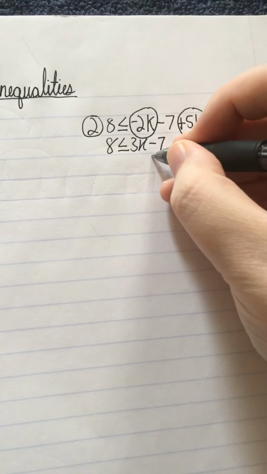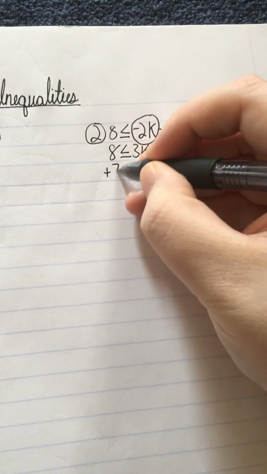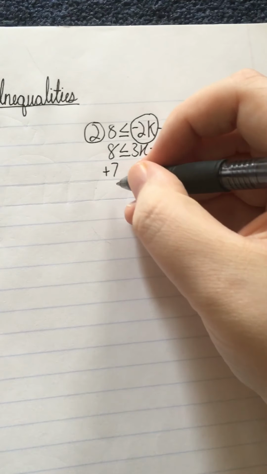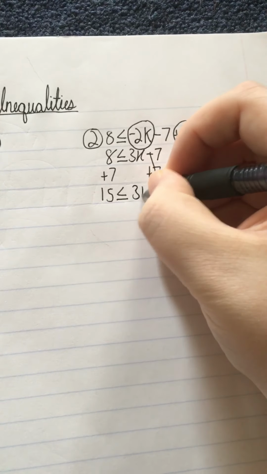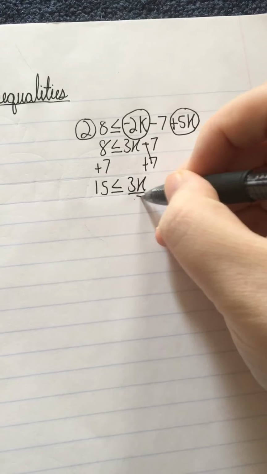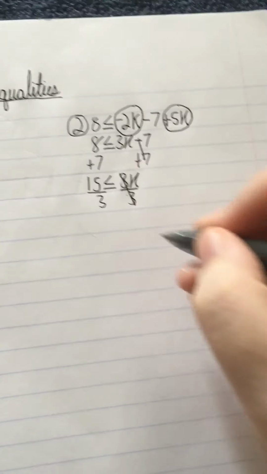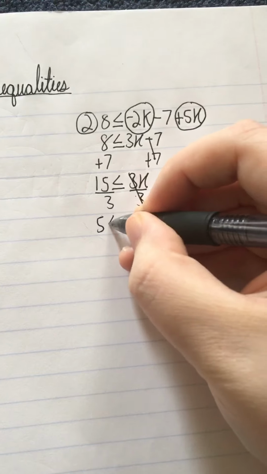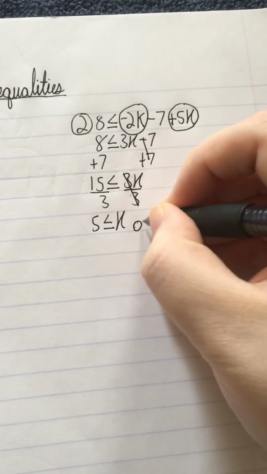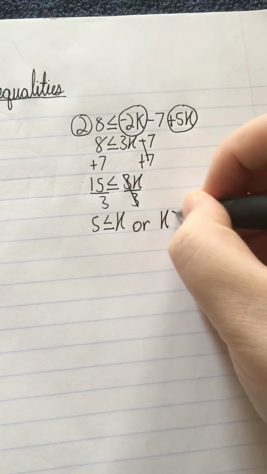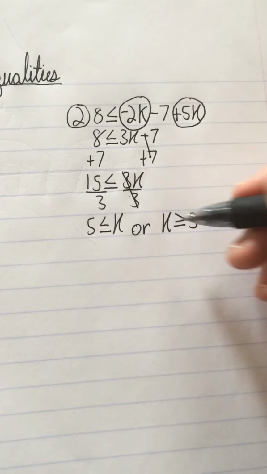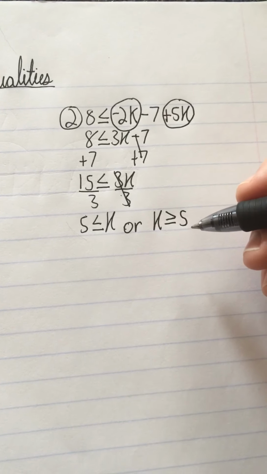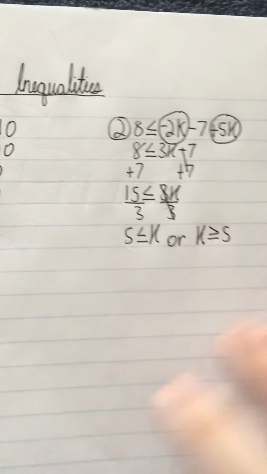That was a little shaky. I'm going to add 7 to both sides. 8 plus 7 is 15, less than or equal to 3k. Divide by 3 on both sides, and you get 5 is less than or equal to k, or k is greater than or equal to 5. I like writing it with my variables first. That's good, quote-unquote, math grammar. But either way works.